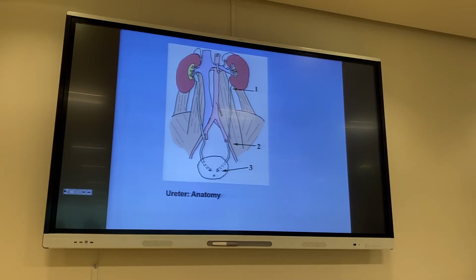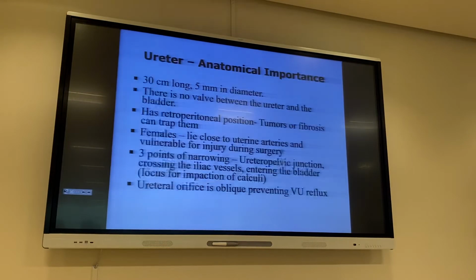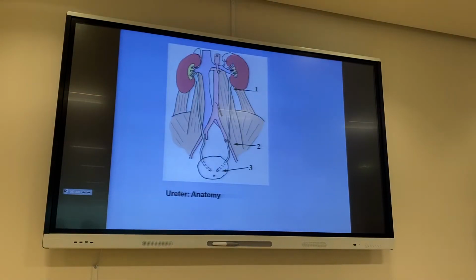Now, why is that important? Because in case there is a stone impact, these are the regions that they will look for in the X-ray and also by ultrasonography. All right, so this is pretty much it. One thing I may add is that the ureter has a retroperitoneal position. As a result of that, a lot of the processes that happen in the retroperitoneum are going to involve the ureter, as we will see.